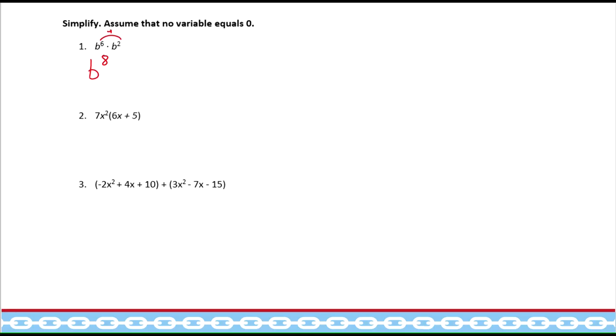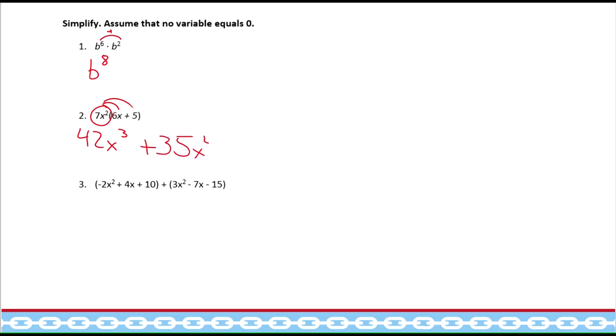For number 2, we are going to distribute the 7x squared to both terms inside the parentheses. So 7 times 6 is 42, and x to the second times x to the first would be x to the third. And for the 5, right, we're going to go 5 times 7x. Well, 5 times 7 is 35, x squared.